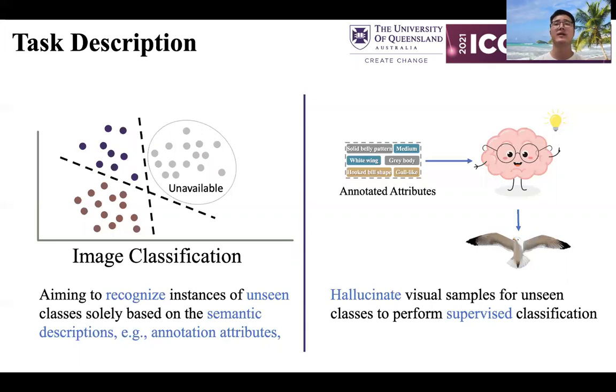Existing zero-shot learning techniques can be grouped into two types, embedding-based and generative-based. Our paper focuses on the generative-based, which learns a visual generator for the unseen classes based on the seen samples and the semantic representations of all classes.